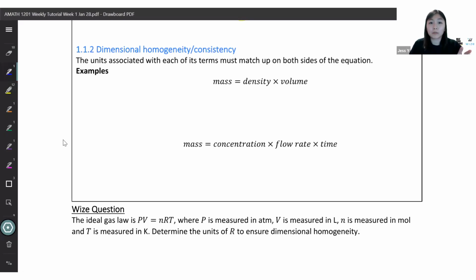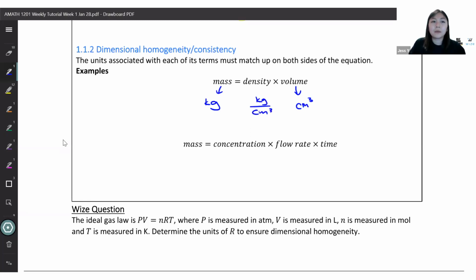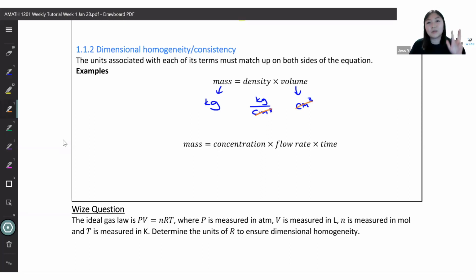We know that relationship. So for example, mass could be measured in kilograms. Volumes could be measured in centimeters cubed or meters cubed, something like that. Then in this case, for us to have this match up, density has to be kilograms per centimeters cubed, because then the centimeters cubed cancels out with the centimeters cubed, and then we have left side of the equation equals right side of the equation. That's all this means, okay? Dimensional homogeneity, that's all that means. The units on each side have to match up.